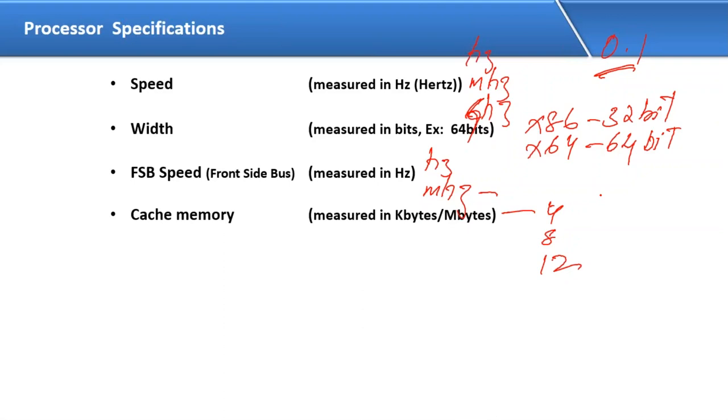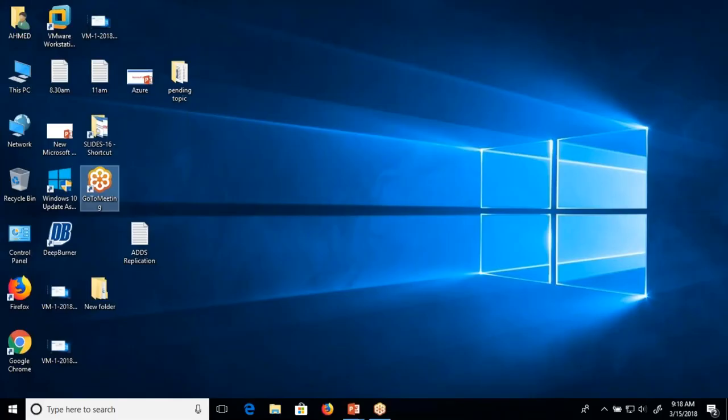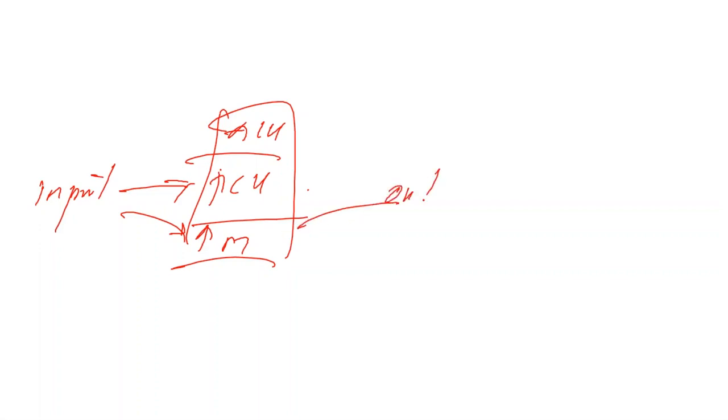Cache memory is calculated in kilobytes or megabytes here. Now how do we calculate this speed? You can see this is my CPU, and the CPU is divided into three parts: one is ALU, one is CU, and one is memory. We are giving the input. The first request will go to memory. The memory will forward the request to the CU, and the CU will forward the request to the ALU. Then it will do the process and give back to the CU, then memory, and memory to our output.